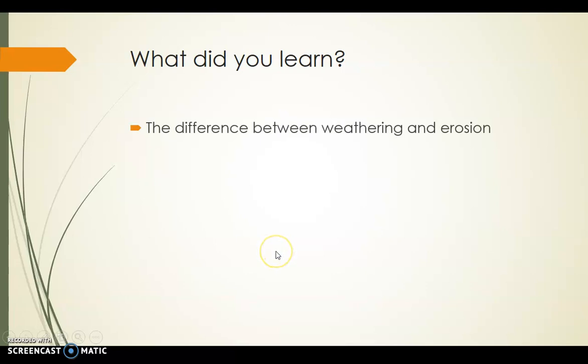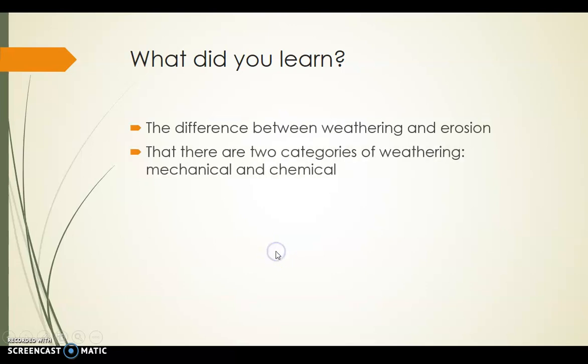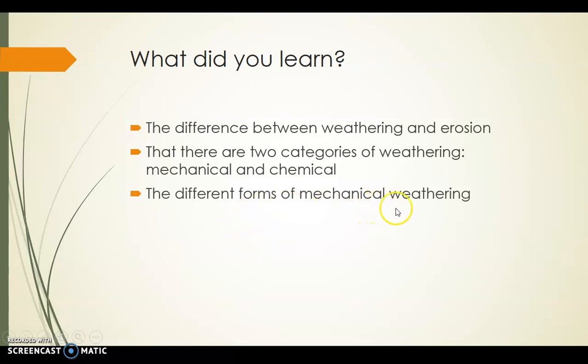So what have we learned? We've learned the difference between weathering and erosion. We have learned that there are two categories of weathering. They are mechanical and chemical, and that there are different forms of mechanical weathering. So you have learned what the different forms are, and you have learned about the different agents of chemical weathering. And hopefully that is going to stick.